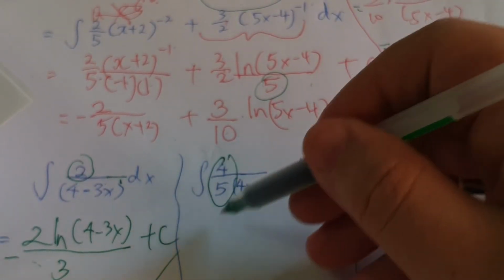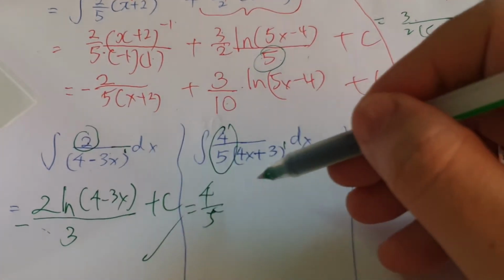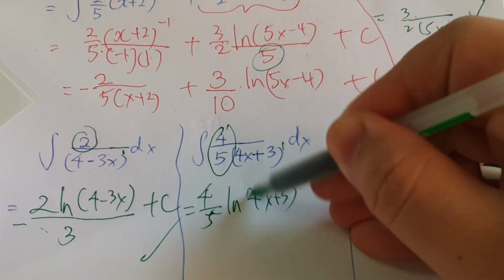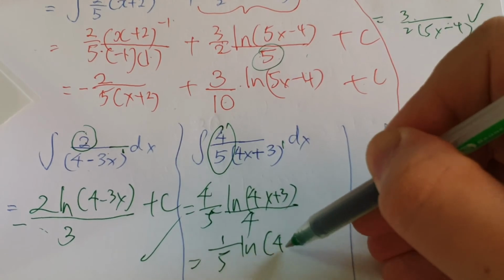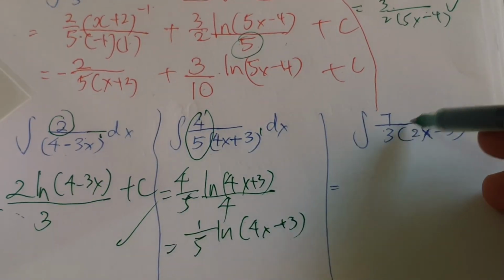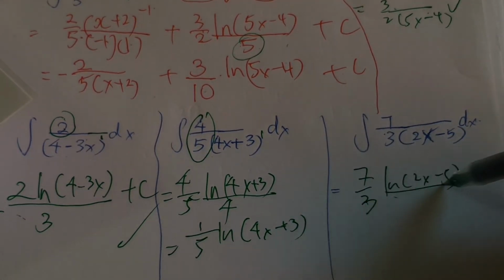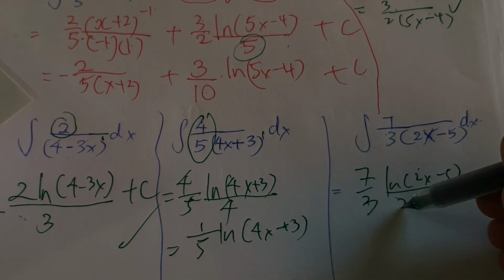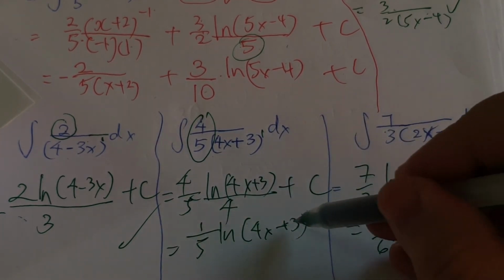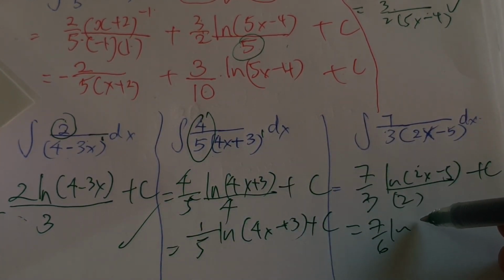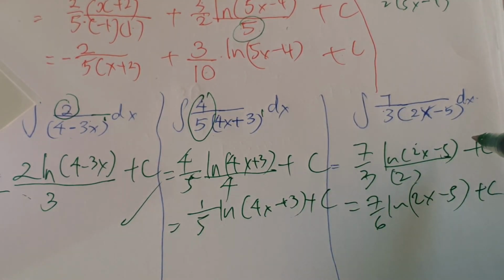Again, this is the constant. Then again this is an ln case. Differentiate this, you get 4. So ultimately you will get just 1 over 5 ln (4x plus 3). And this one, 7 over 3 ln (2x minus 5). Then you differentiate this, you get 2. So you get 7 over 6 ln (2x minus 5) plus c. Okay, so that is all.